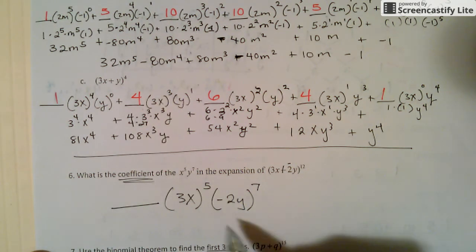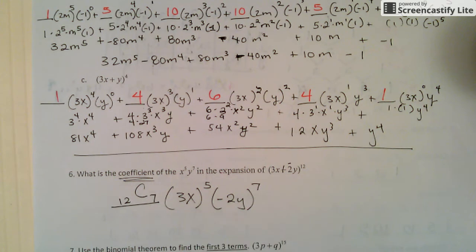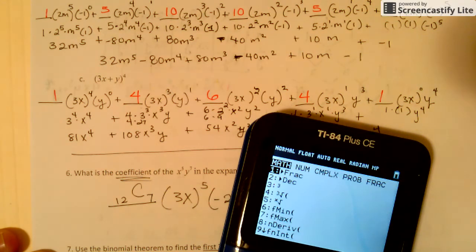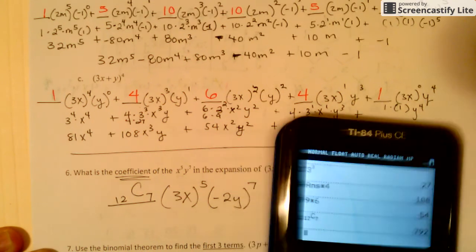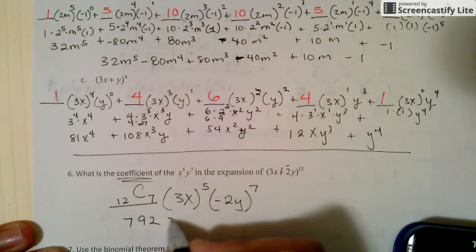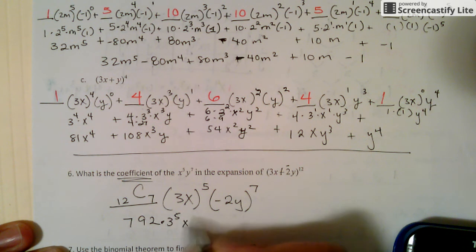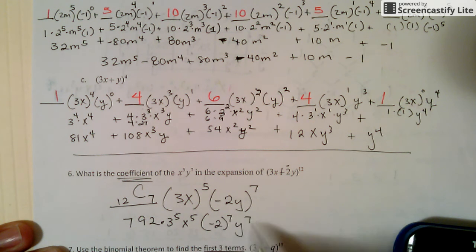So all I have to do is clean this up. And here, this part, it's going to actually be 12 choose 7. Or you can actually do 12 choose 5. It'll give you the same piece. So calculator, math, probability, nCr, I'm going to do 12 choose 7. That's 792. And then this piece is 3 to the 5th power, x to the 5th power, and then this piece is negative 2 to the 7th power, y to the 7th power.